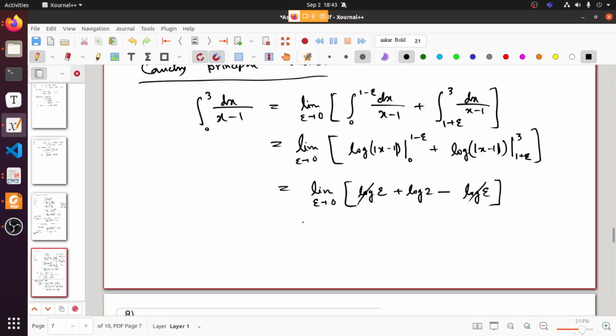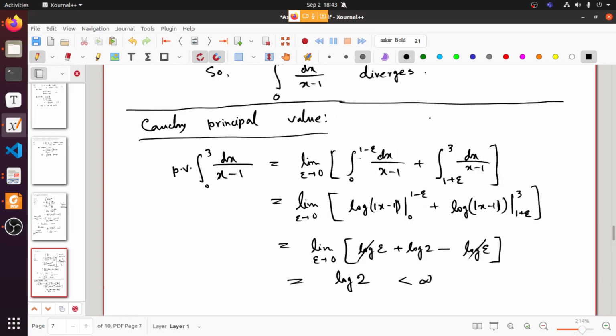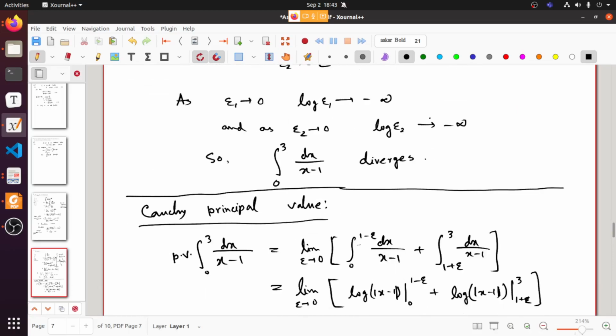So now if you take epsilon tends to 0, because epsilon cancels out log epsilon, you will only get log 2, right? So we are computing here the principal value. So this gives a finite value, right? So for this integral, the Cauchy principal value exists, because we have taken the symmetric 1 minus epsilon and 1 plus epsilon. The epsilons are the same. So the principal value exists.